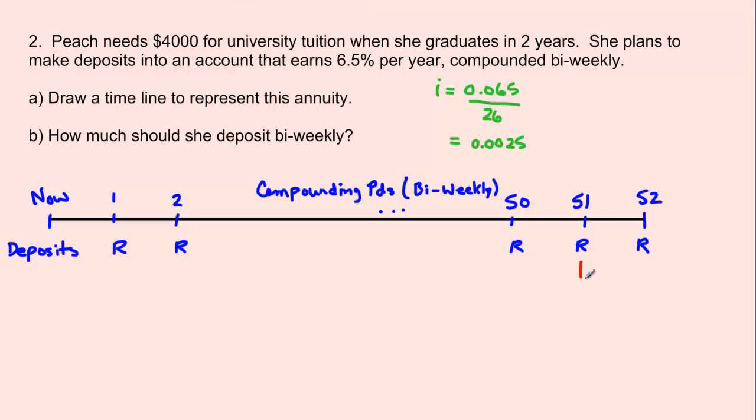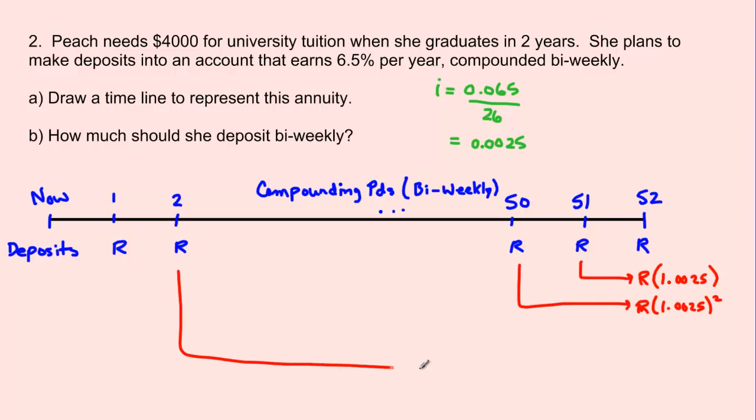The 51st one will be brought forward and be worth R times 1 plus I. Well, I is 0.0025, so times 1.0025. This regular deposit will be brought forward 2 compounding periods, so 1.0025 to the exponent 2. And we'll keep this going for these last 2 here. So dot dot dot.